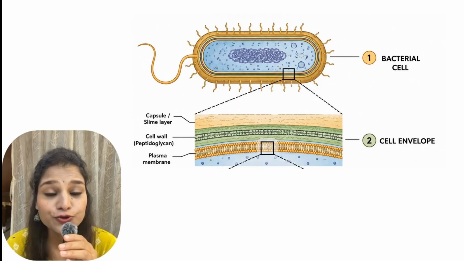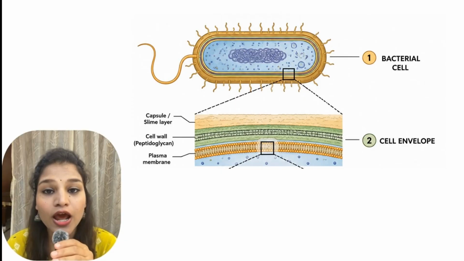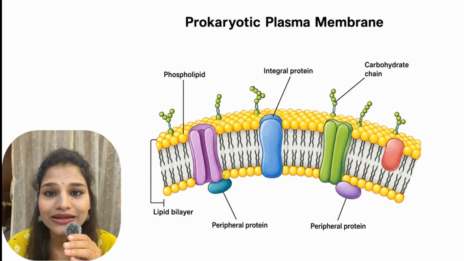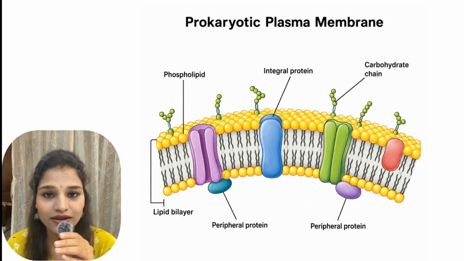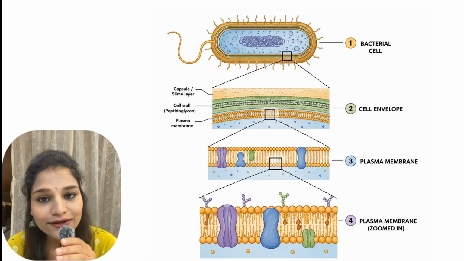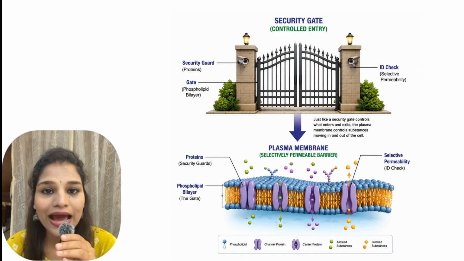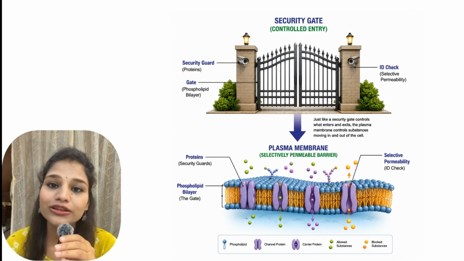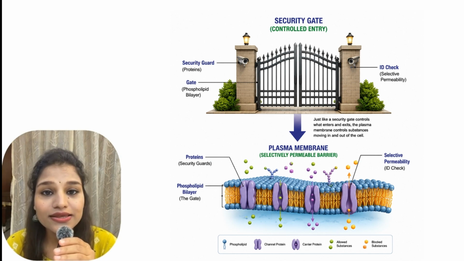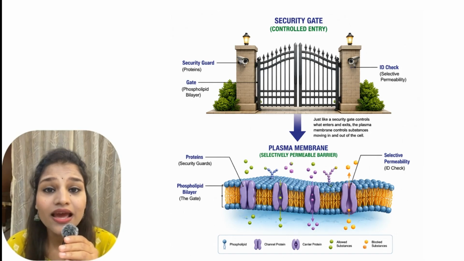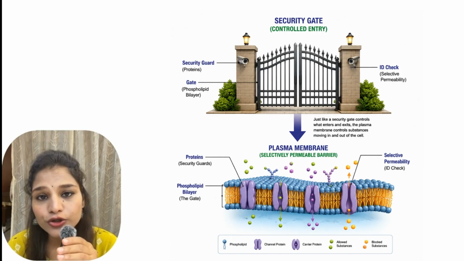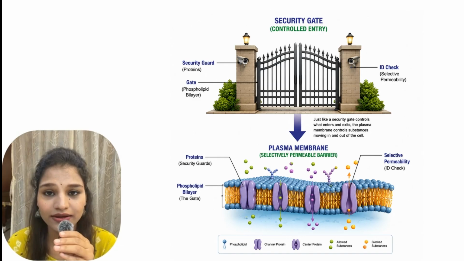So we have crossed the strong protective wall, which is the cell wall. Now we are going to finally enter the living part of the bacterial cell, that is the plasma membrane. It is the boundary between the inside of the bacterium and the outside wall. Imagine, guys, the security gate of a high-tech company. Not everyone is allowed to enter, right? And not everything is allowed to leave. The security gate decides. Similarly, the plasma membrane controls what should enter and what should exit the bacterial cell.